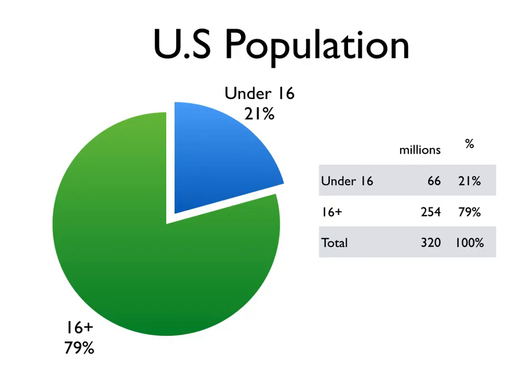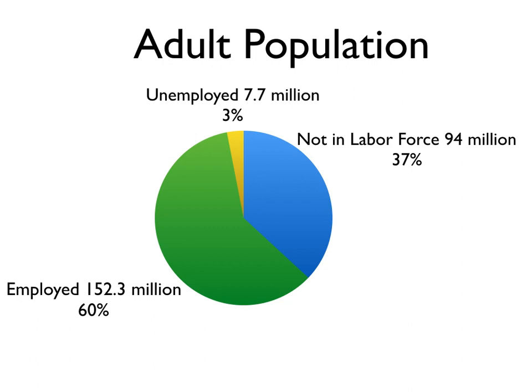So in the U.S., for example, if we take a look at the total population, the first thing that we would do is remove all of the members of the population that are under 16. In the U.S., it's around 20%. So that leaves about 254 million that are adults. If you're an adult, you fall into one of three categories. You're employed, you're not in the labor force, or you're unemployed. If we just focus on the labor force, that's going to be the number employed plus the number unemployed.